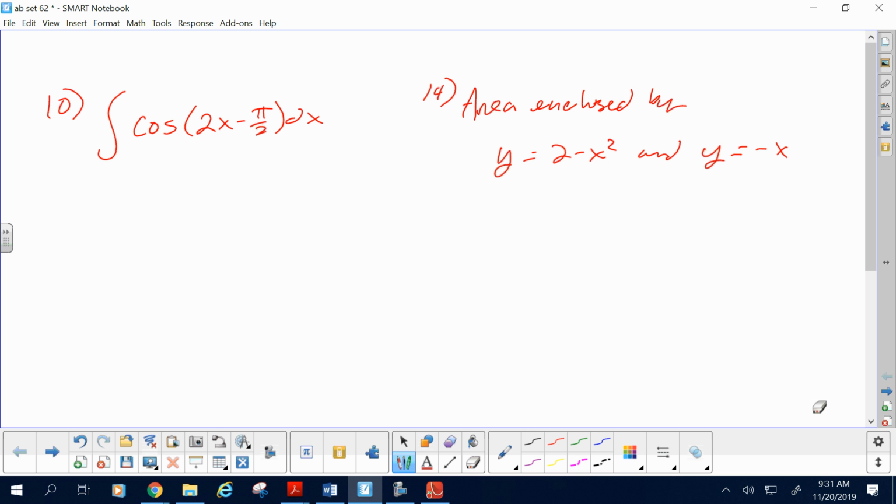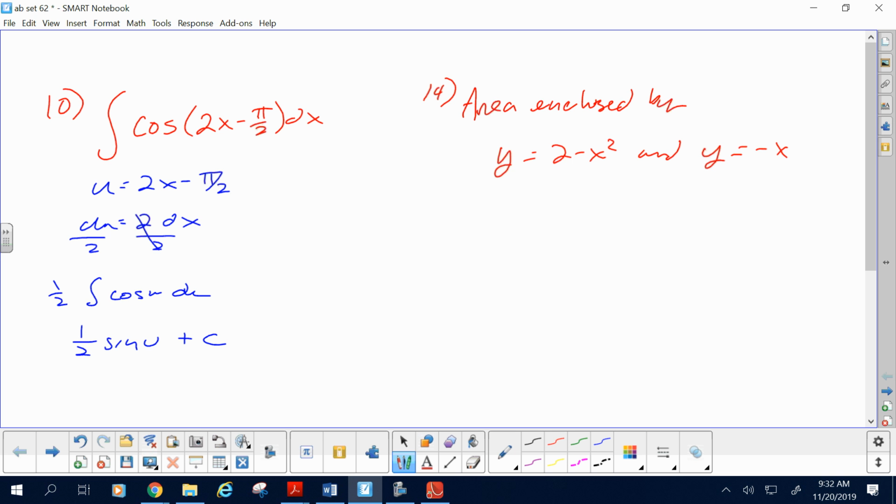What's the technique for the first one? Use u-substitution. What's u? 2x minus pi over 2. What's du? 2 dx, which means that dx is du over 2. So did you get something like 1/2 cosine of u du? I did get that. 1/2 sine of u plus c, or is it negative 1/2? Positive 1/2. 1/2 sine of (2x minus pi over 2) plus c. Are you with me? Okay.